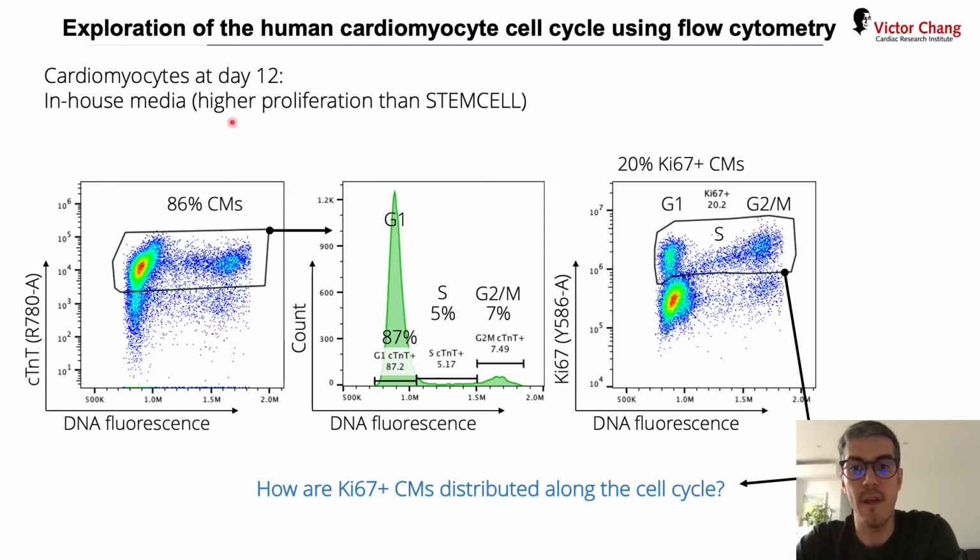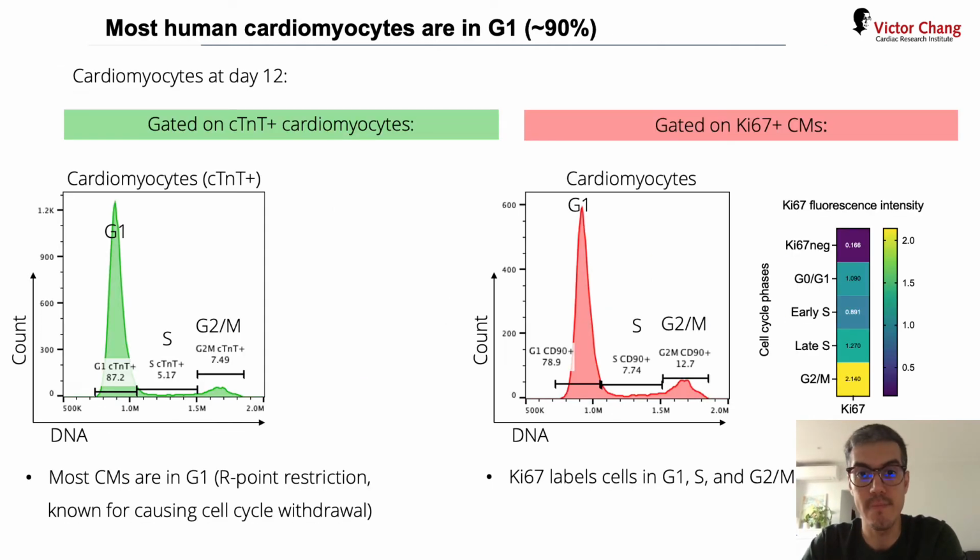As you can observe, a large majority of cardiomyocytes in this plot in the middle are in G0/G1 phases, even though a significant fraction of them is positive for Ki67, and in this case, 20% of them are positive using this in-house media. As I mentioned, we tried two different differentiation protocols, obtaining different proportions of Ki67 cardiomyocytes, and an in-house developed protocol yields higher Ki67 cell cycle competent cells compared to the commonly used stem cell differentiation protocol.